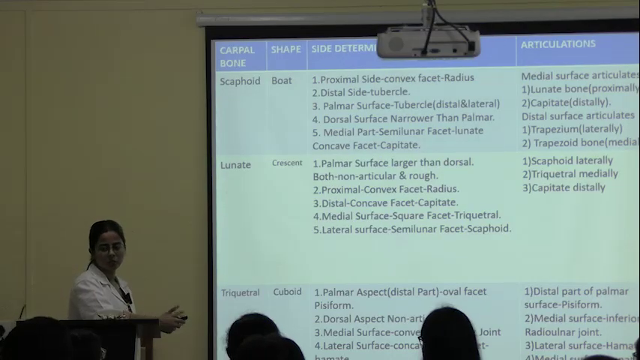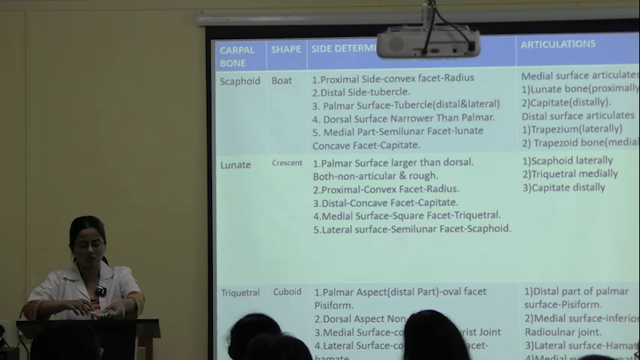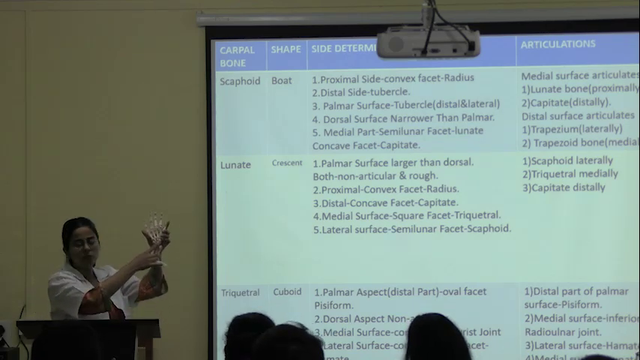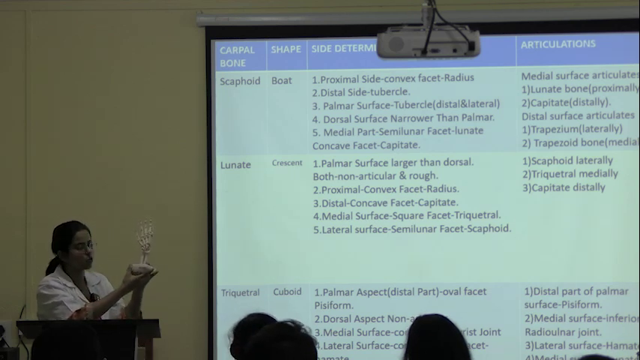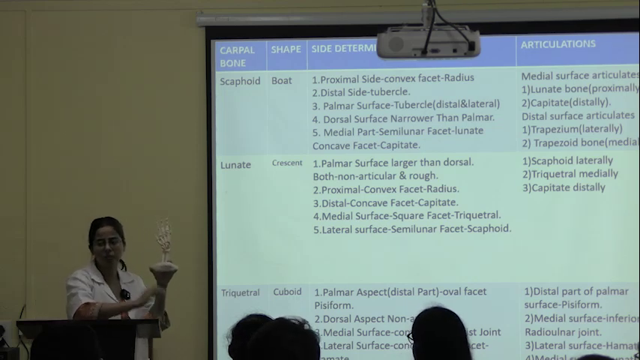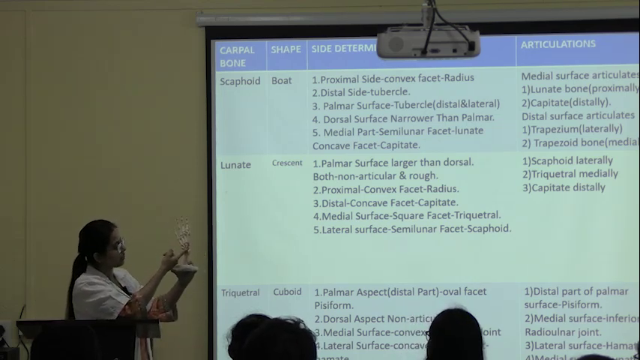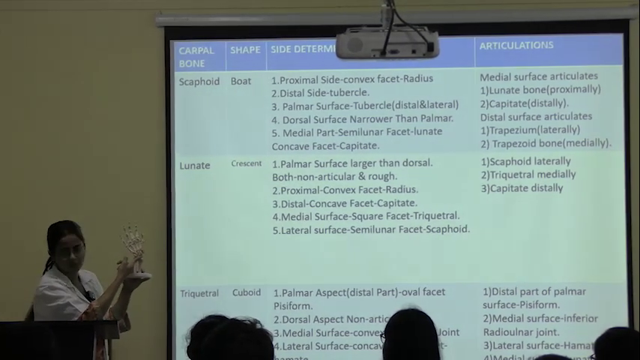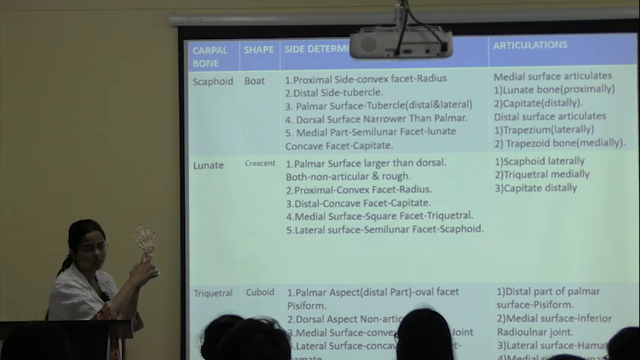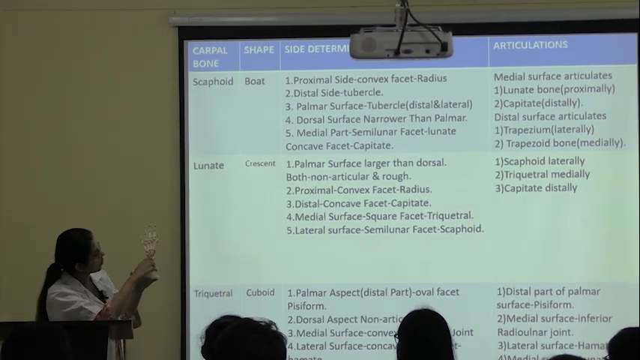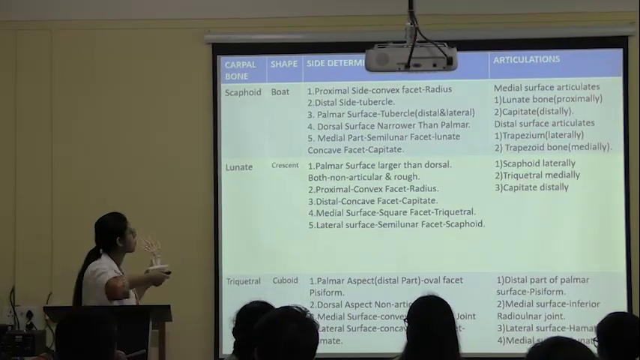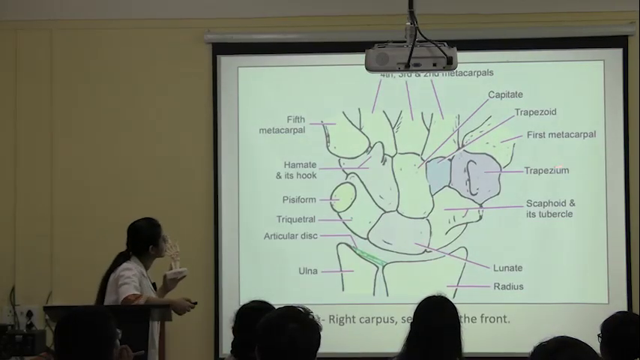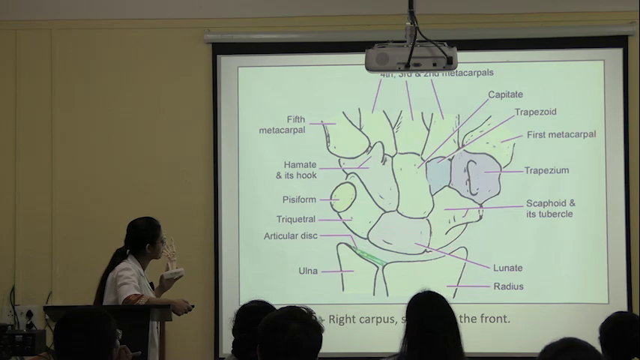Now I will describe each of the bones, okay? First, the scaphoid. You can see that it is boat shaped. There are various articular surfaces through which the scaphoid articulates with the rest of the bones. In the proximal part, it has a convex articular surface through which it articulates with the radius. You have been taught the radius. You can see here also, the scaphoid has an articular surface through which it articulates with the radius.